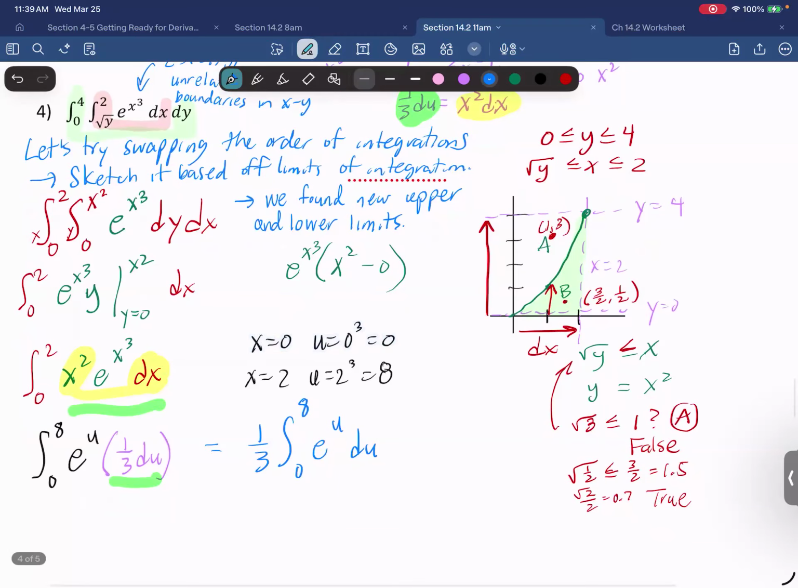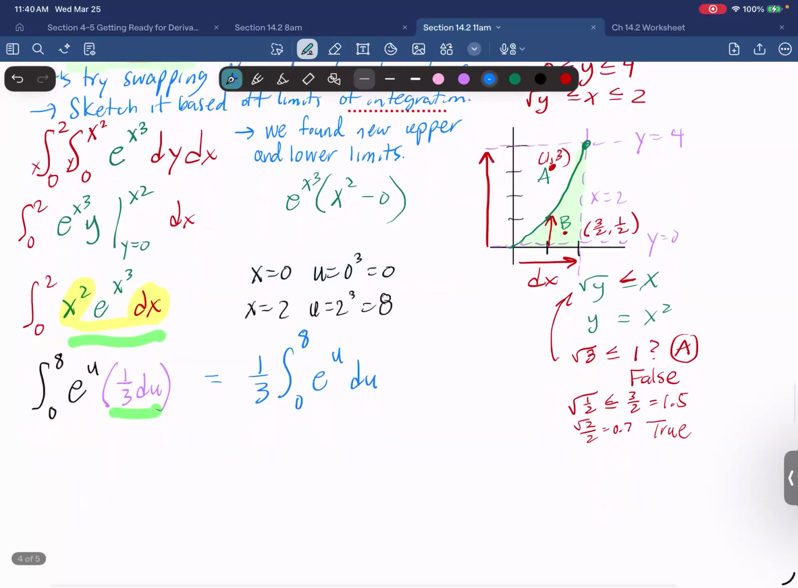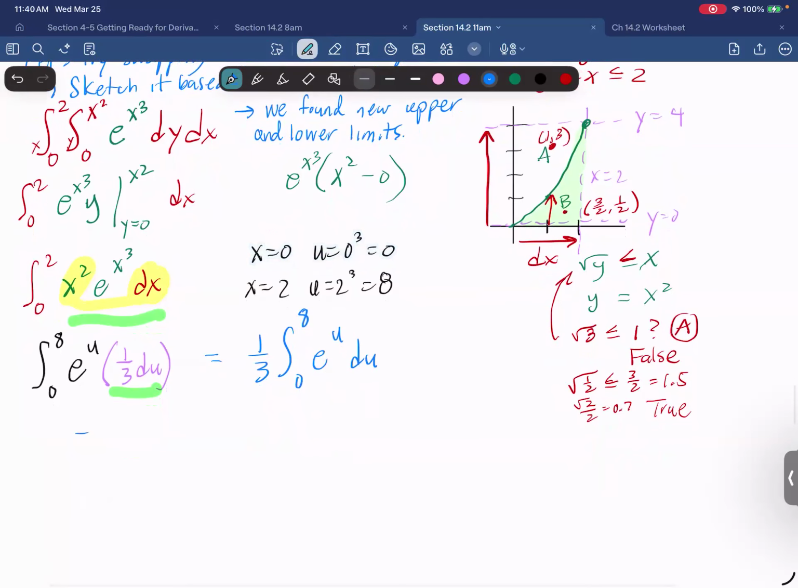If you skip moving that out to the front and just go straight to the next step where you actually integrate it, fine. And if you get hasty and just say this is 1/3 e to the 8, I'm going to have fun docking you points. Because e to the 0 is not 1, or not 0.